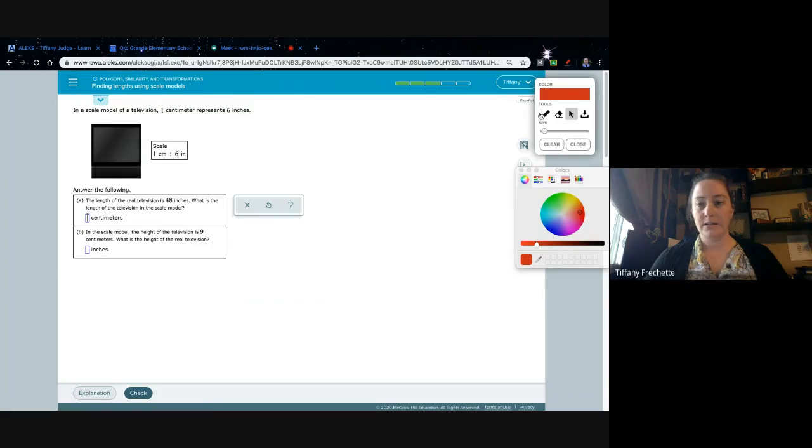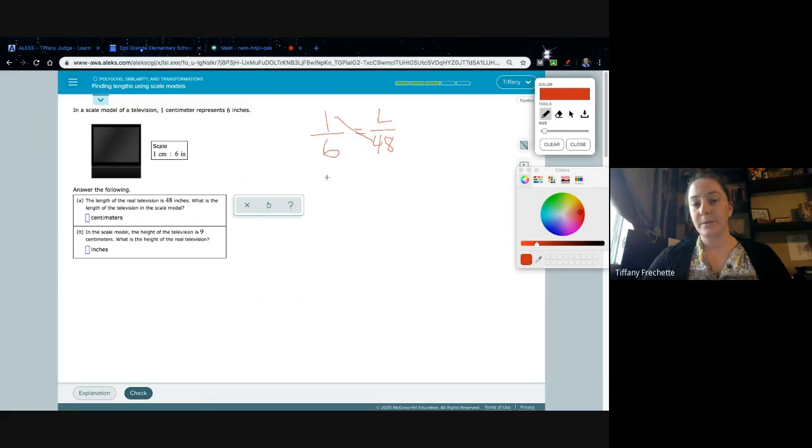And go back to this one. All right, so a scale model of a television. We have 1 centimeter represents 6 inches. So 1 to 6. Again, scale to real. We just have to read this and fill it out for this next one. The length of the real television is 48 inches. So real television, real goes on the bottom. What is the length of the television in the scale model? So L for length, because we're looking for the length of the scale model.